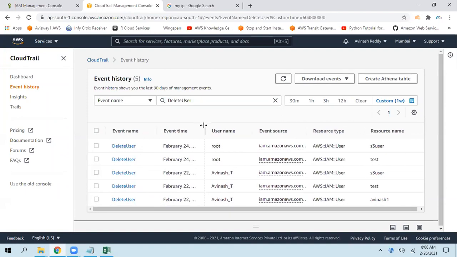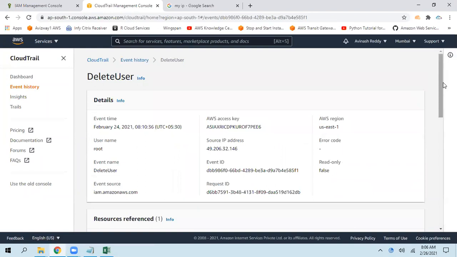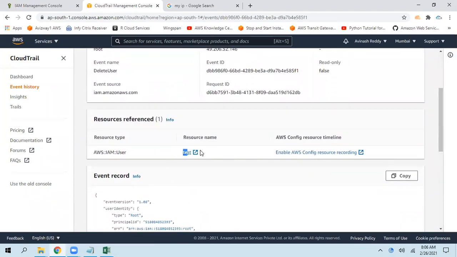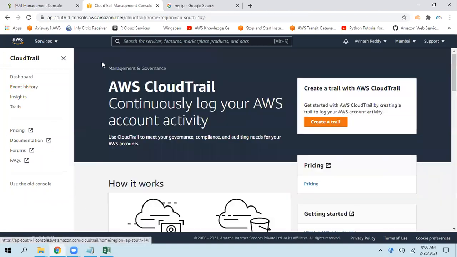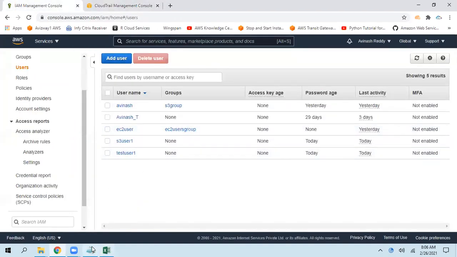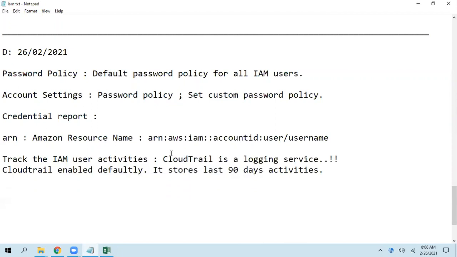And before that, on February 22nd, Avinash deleted a couple of users. So we can go here. Test user got deleted. By whom? By root user. So such types of activities we can track by using CloudTrail. Right? So that is also an important service for your certification exam.